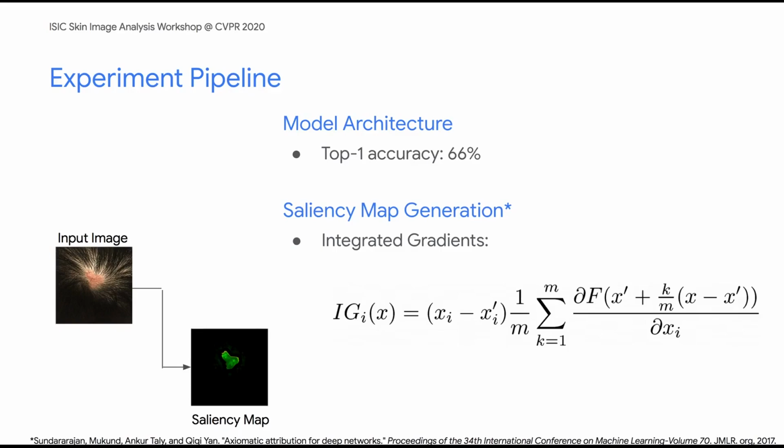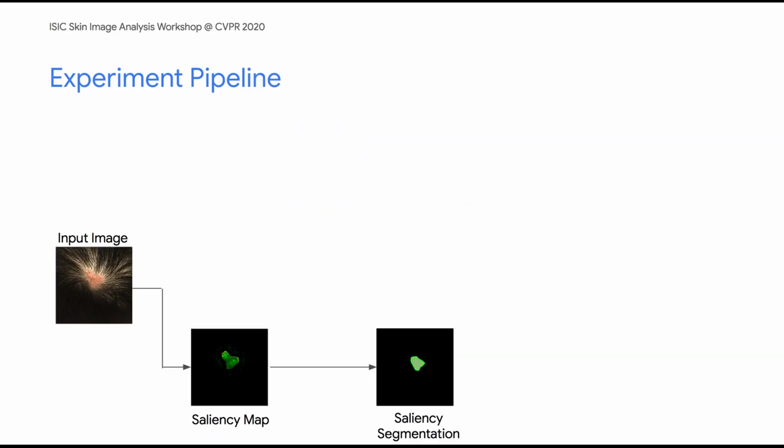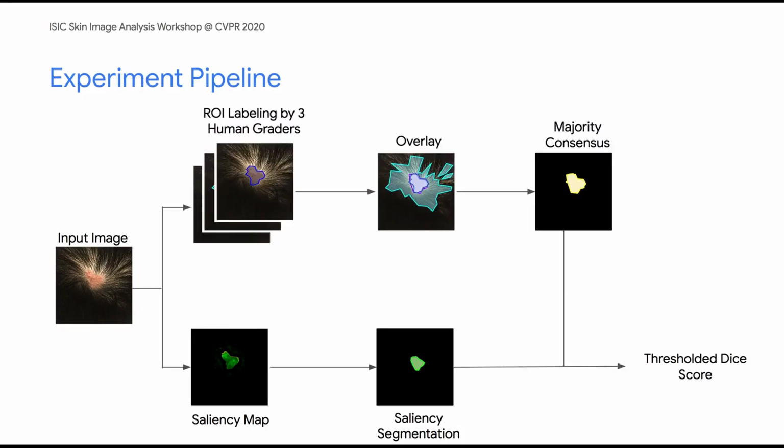We also internally performed experiments with the GradCam attribution technique, which yielded similar results as integrated gradients. After producing the saliency map, we thresholded it to generate a segmentation of the saliency map. That segmentation was compared to the majority consensus human-labeled region of interest via a dice score, which is a commonly used similarity metric for 2 regions.